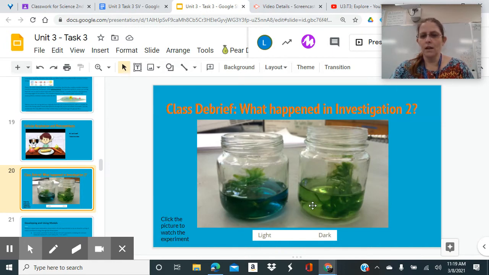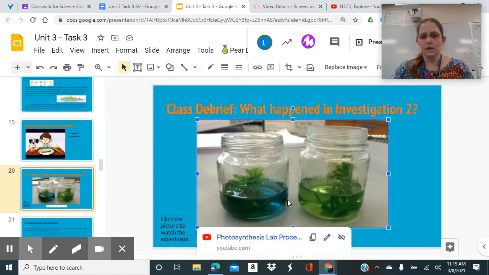This one turned yellow because in the absence of light, the plant itself had to give off the carbon dioxide to survive. So the plant itself gave off the carbon dioxide, which is what turned the water yellow. Okay, so in this one, the light actually turned the picture back to blue. Okay, so if you want to watch this experiment, all you have to do is click on the picture, and that will take you to the experiment to explain it a little bit better.